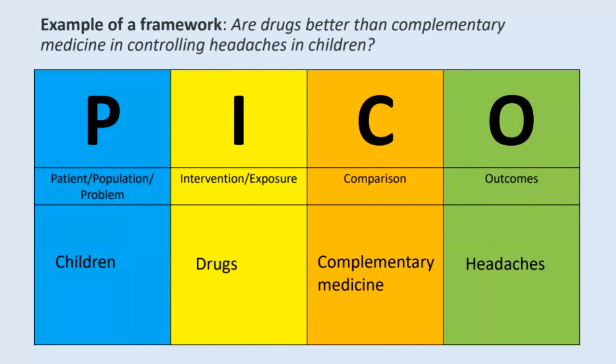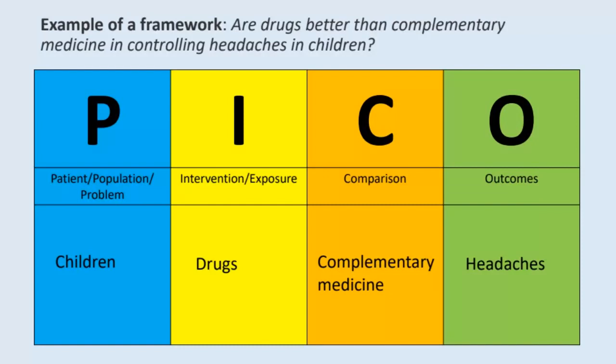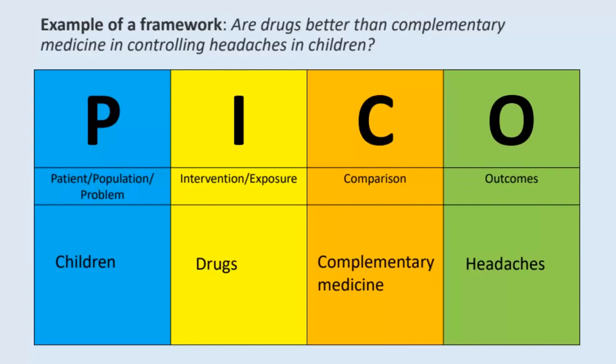Our C, which is comparison, is the complementary medicine. So we're looking to compare the effectiveness of drugs and complementary medicine. And the outcome is headaches, or indeed reduction or elimination of headaches, changes in symptoms. So when thinking through our question, we will break down our key concepts using the PICO framework. And it will be the same with the different frameworks you use. You can use those headings as ways to think through your question.